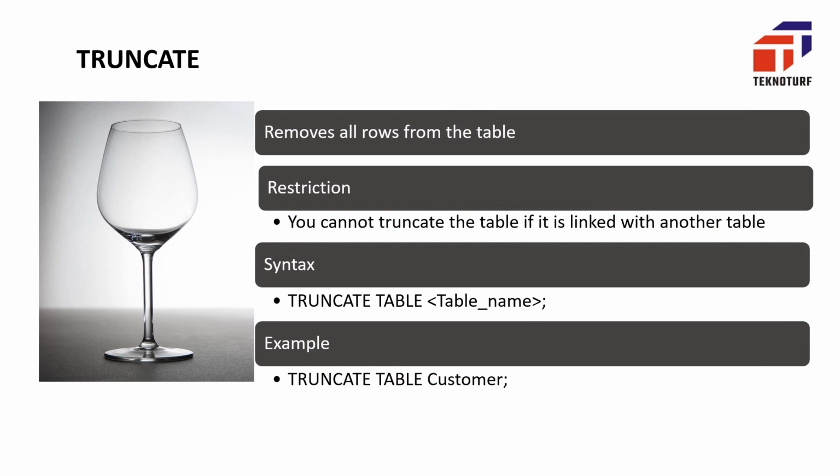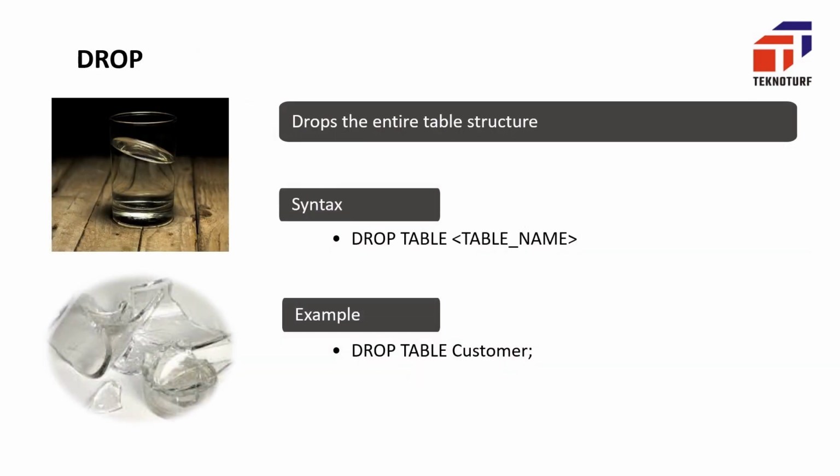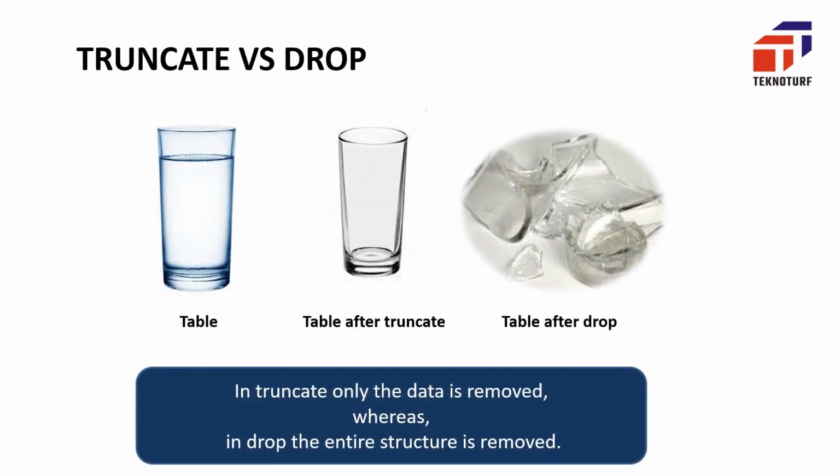The truncate command removes all the rows from the table. You cannot truncate the table if it is linked with another table. After the truncate operation, a table is like a glass without water. The drop statement will remove an entire table structure from a database. In truncate only the data is removed, whereas in drop, the entire structure is removed.